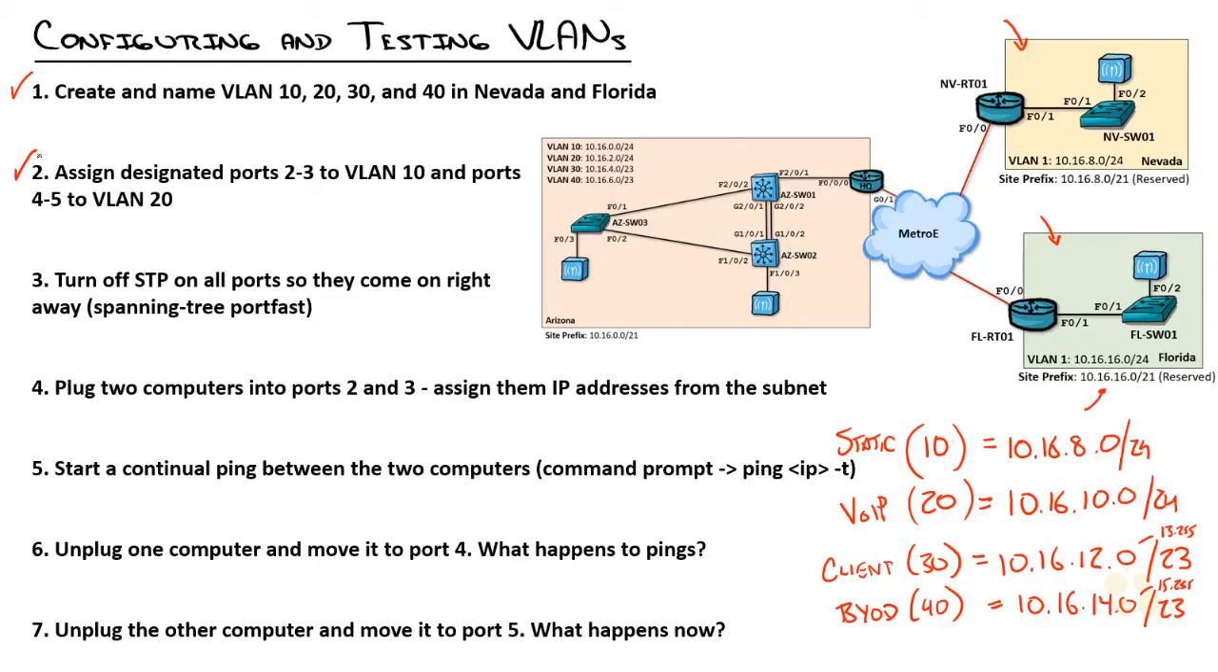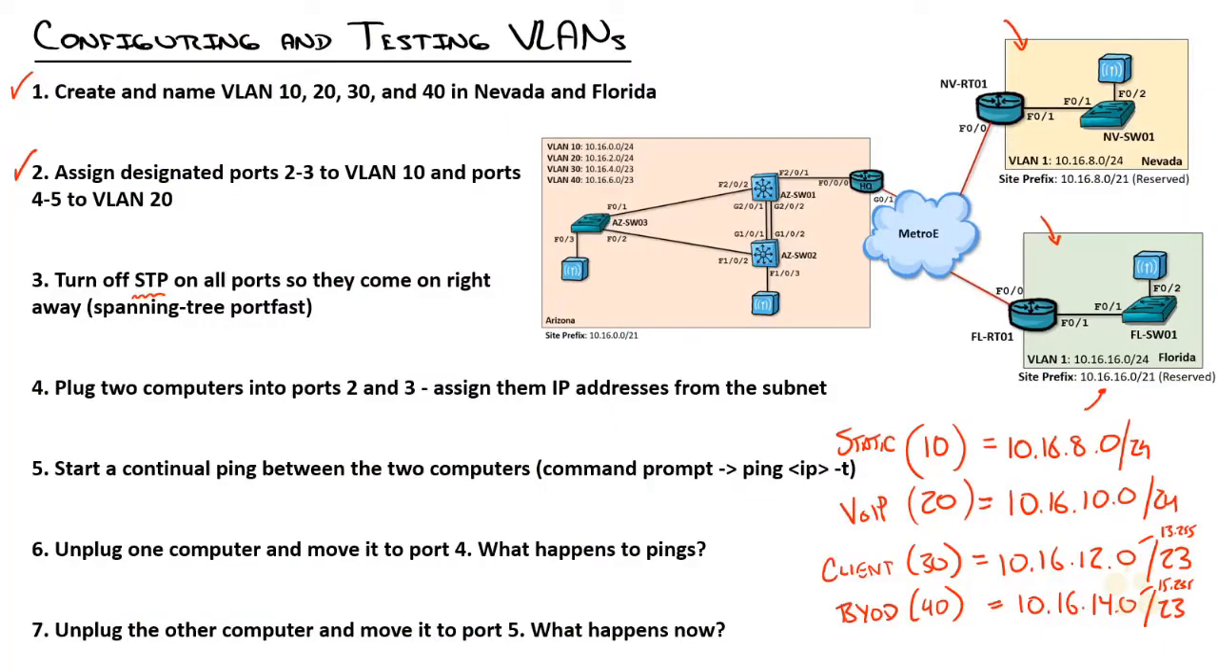All right. Step 3, turn off spanning tree protocol on all ports. Now, you may or may not know at this point what spanning tree protocol does. This is your loop prevention mechanism. When you have multiple switches connected together, you want to have spanning tree protocol running, because it'll detect if you accidentally connect them in a loop configuration, or maybe even purposely connect them in a loop configuration for redundancy, so they don't take down the network with a broadcast storm.